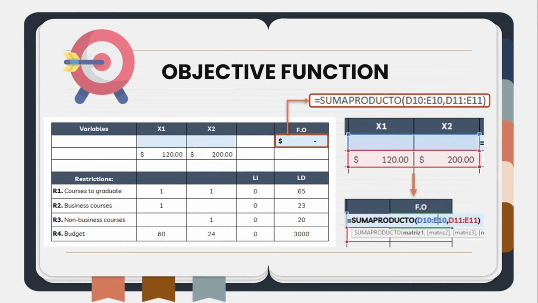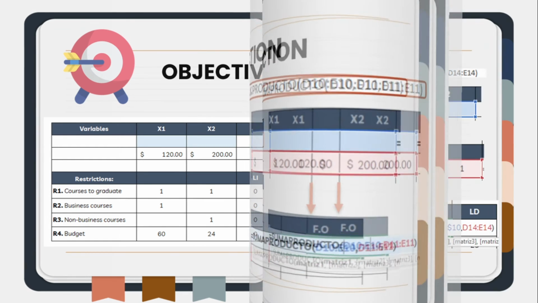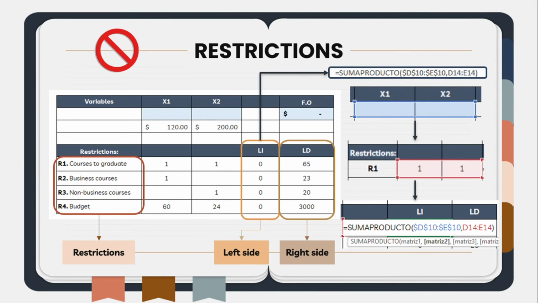To write the objective function in Solver, it's necessary to apply the SUMPRODUCT formula. For this, we must put the equal sign and write SUMPRODUCT. Then select the blank cells where the values of x1 and x2 are located. Put a comma and select the cells of the objective function. In this problem, we have 4 restrictions, which are presented in the table below. In the constraint table, we have a right side and a left side. On the left side, the values of the constraints are placed, while on the right side, we must use the SUMPRODUCT formula. Select the cells of the variables, put a comma, and select the cells of the constraints.